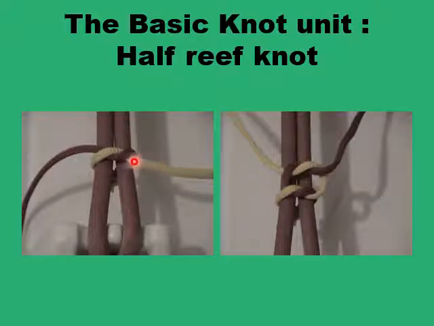So you can have a single wrap, double wrap, triple wrap, or whatever, and then you lock it the other way around and form another half reef knot. You can do this several times, and this produces several types of knots. But the basic unit remains the same: wrapping one end of the suture material on the other to form the half reef knot.